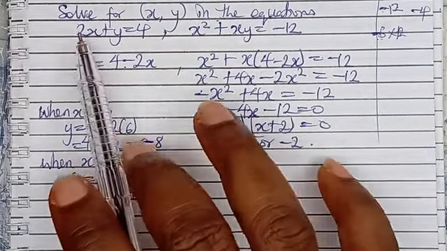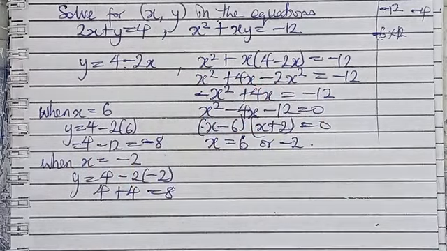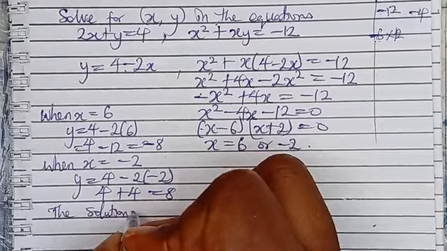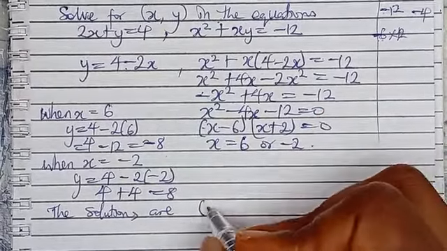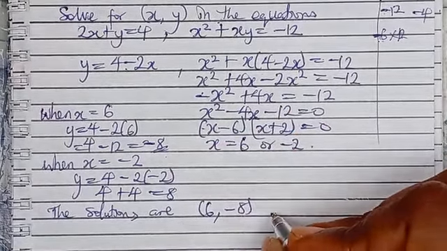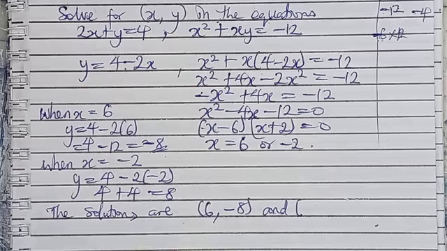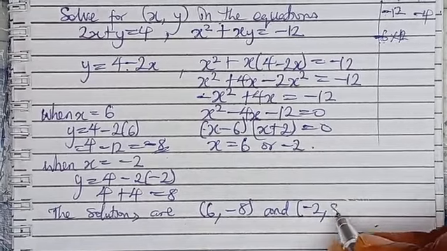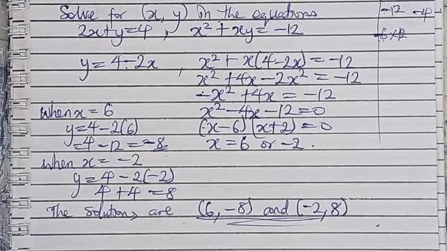Now, remember the question is asking us for the answer in coordinate form. Therefore, the solutions are, now we open up a bracket. This value of x, 6, with its corresponding value of y, negative 8, and, or we can say or, and we open up a bracket. We have this value of x, negative 2, with the corresponding value of y, 8. So this is the solution to the simultaneous linear quadratic equation.